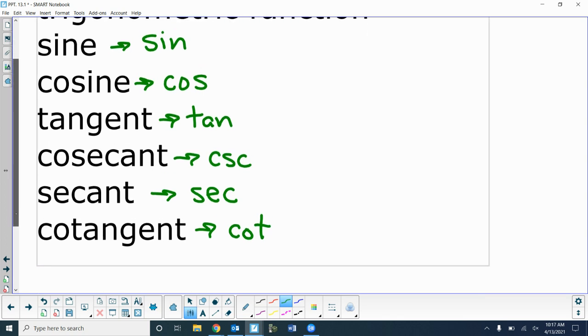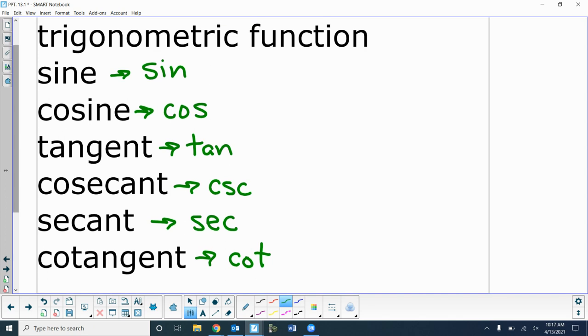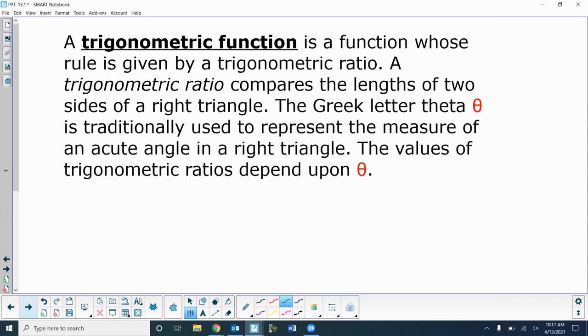And this should be a little bit of review for you. All right. So it's a function whose rule is given by a trigonometric ratio. A trigonometric ratio compares the lengths of 2 sides of a right triangle. Okay? So it's just a fraction that's comparing 2 sides of the right triangle.